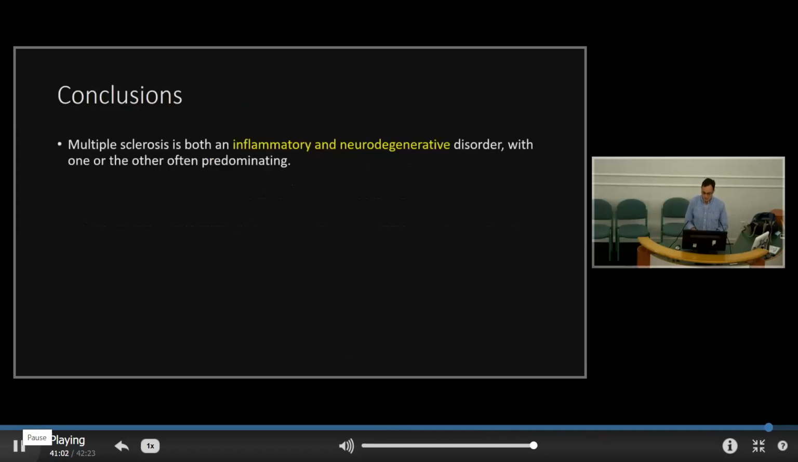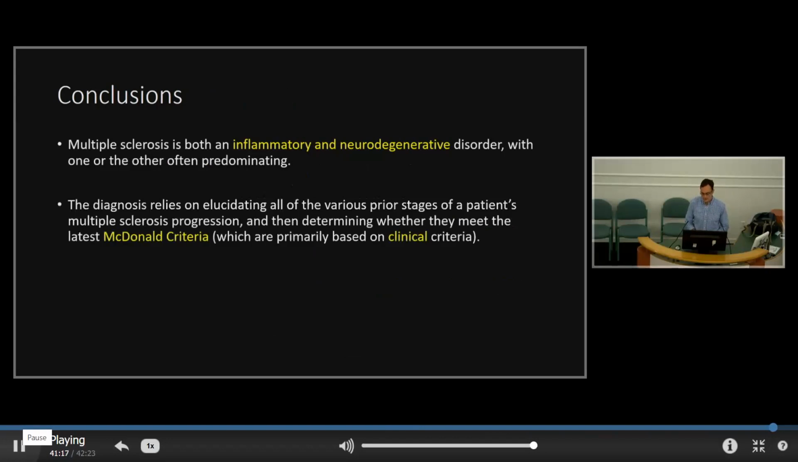So to conclude this talk, MS is an inflammatory and neurodegenerative disorder. That's very important you're aware of that because it tells you a lot about how it progresses. And one or the other often predominates. The diagnosis relies on elucidating all of the various prior stages of the MS progression, the history, and then determining whether that person meets the latest McDonald criteria, which again are predominantly clinical.